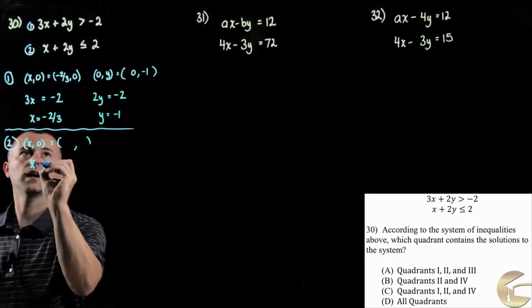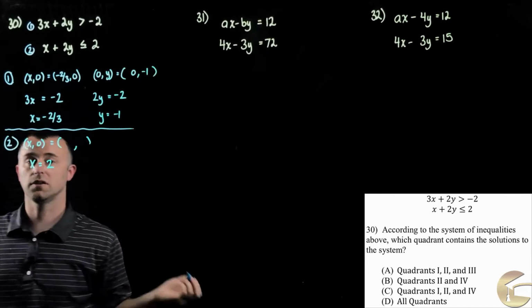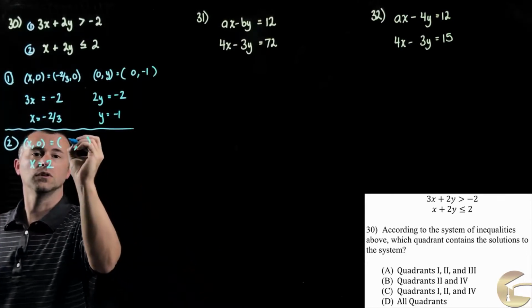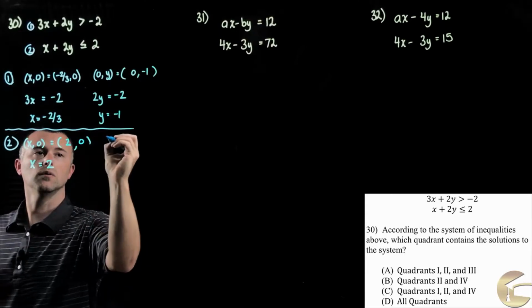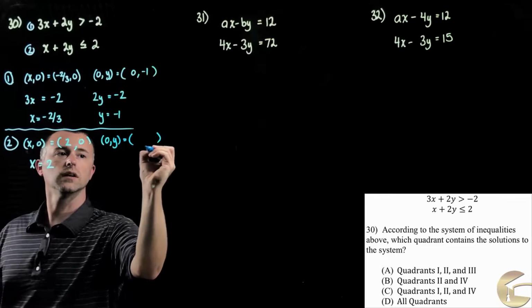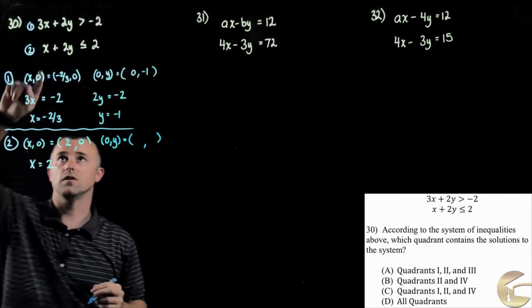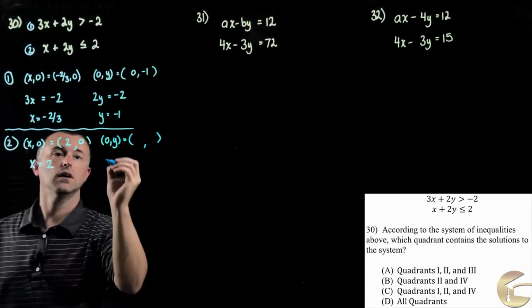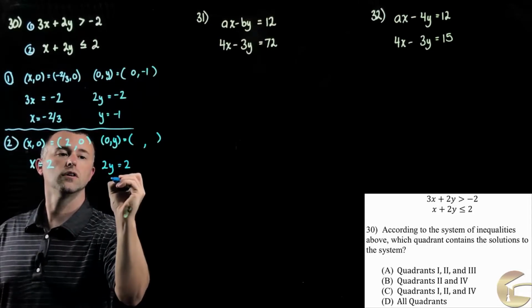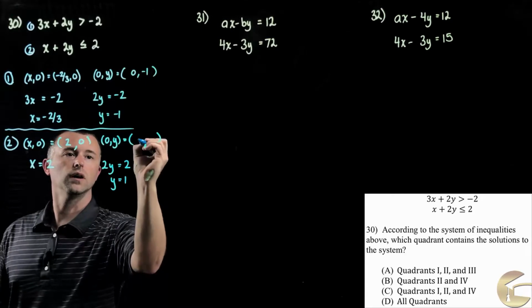You're going to be left with x is equal to 2. There's nothing for you to plug in for y, so you don't write anything. So this is going to be (2, 0). And now I'm going to find (0, y) and see what I get. Again, I'm plugging in 0 now for x, so this is going to be gone. So this is going to be just 2y equals 2, therefore y is equal to 1.